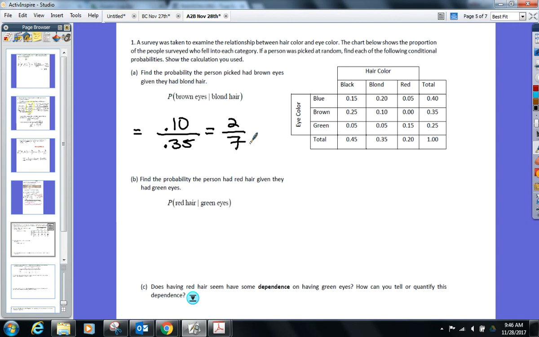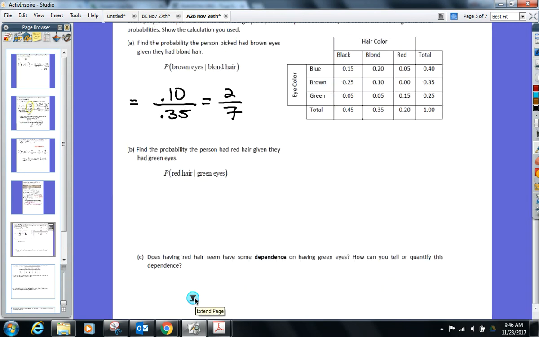Let's do another one. Find me the probability you have red hair given you have green eyes. Finally, some representation, huh? In a word problem, my man. There you go, stealing souls. Here we go. Red hair given green eyes. Everyone gets thrown in every once in a while. So what's the probability you're going to have red hair given you already have green eyes?